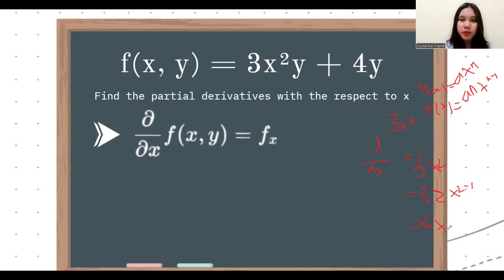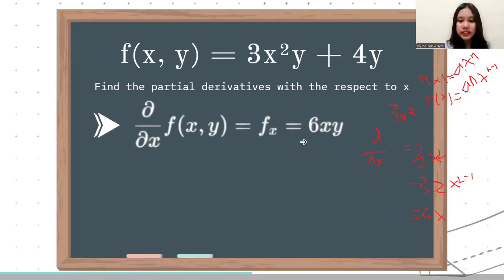But look at the variable y. Because we treat it as a constant, we could just write it down. There is 6xy. Look at the second term. Did you see the variable x in it? Of course not, because there's no variable x. The derivative should be 0. Then the final answer of f sub x is equal to 6xy.